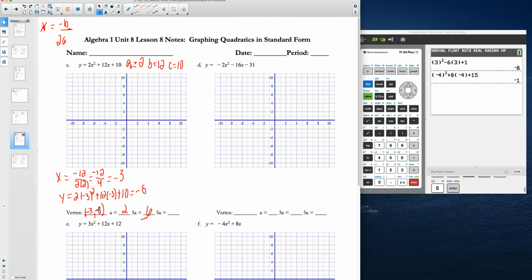All right, so if I find negative 3 and negative 8, that would be right there. My A value is 2, so up 2 to the right 2, up 2 to the left 2. And then 3A would be up 6, so up 6 to the right one, up 6 to the left one will give me those points right there. And let's see if I can connect those guys. All right, mostly there. Oh, my pen. And that side's a little bit better.